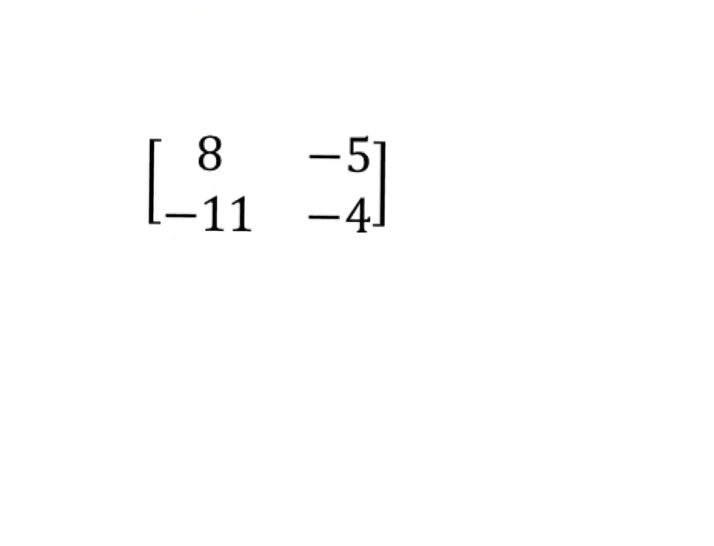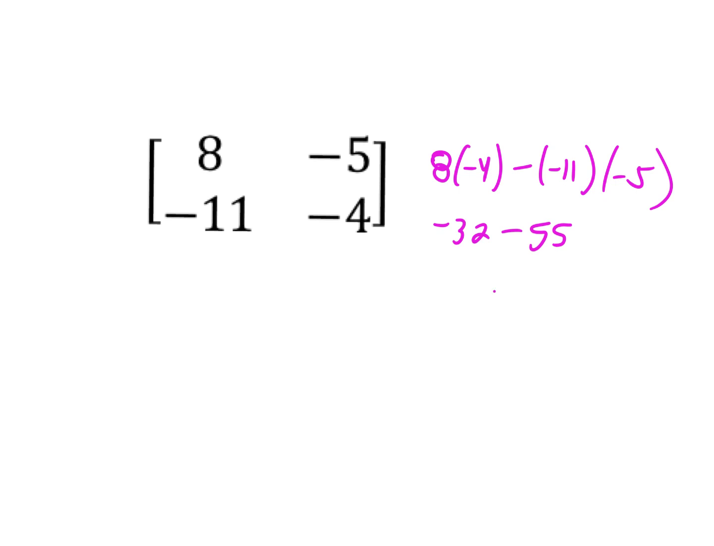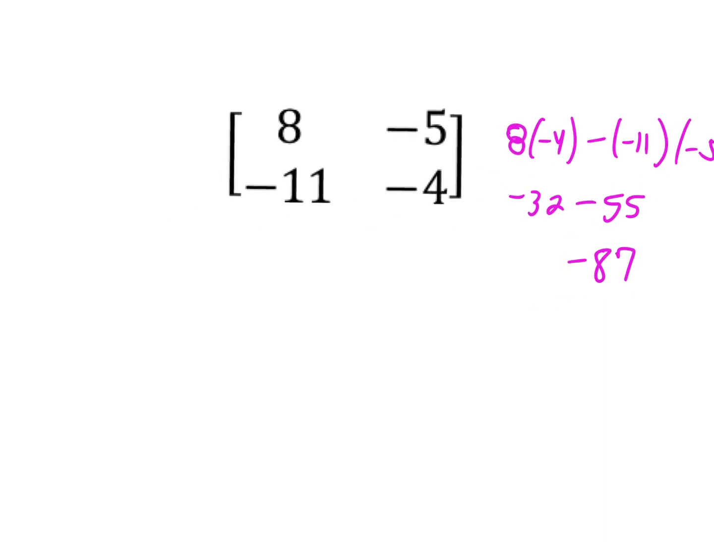All right, so here, let's find the inverse again. Find your determinant first. 8 times negative 4 minus negative 11 times negative 5. Negative 32 minus 55 gives you negative 87. Is that an acceptable answer? Sure. That's fine. So you have A negative 1, your inverse notation. It's 1 over your determinant, so that's where our negative 87 goes.